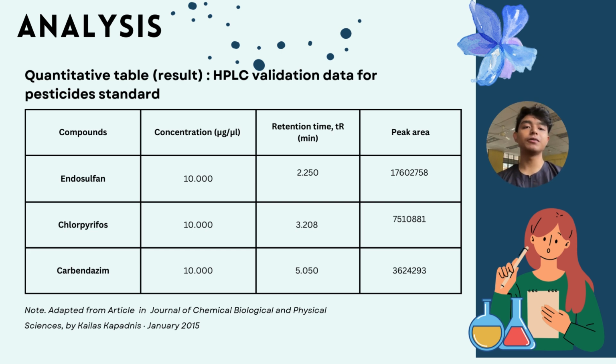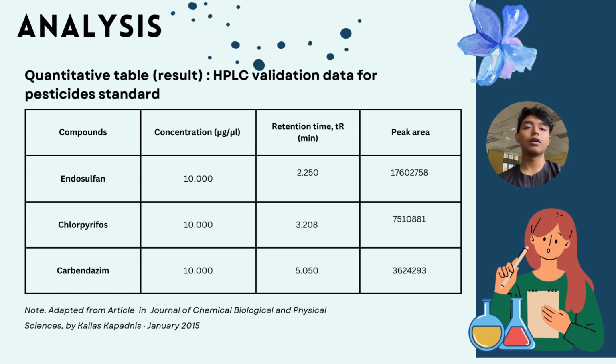Okay, here we have the HPLC validation data for the 3 pesticides. Firstly is endosulfan, secondly is chlorpyrifos, and thirdly is carbendazim. This table summarizes the concentration, retention time, and peak area for each compound. Let's go through the details. First is endosulfan. The concentration used was about 10 microgram that had a retention time of 2.250 minutes. The peak area recorded was about 70,602,758. This large peak area indicates a strong detection signal for the compound.